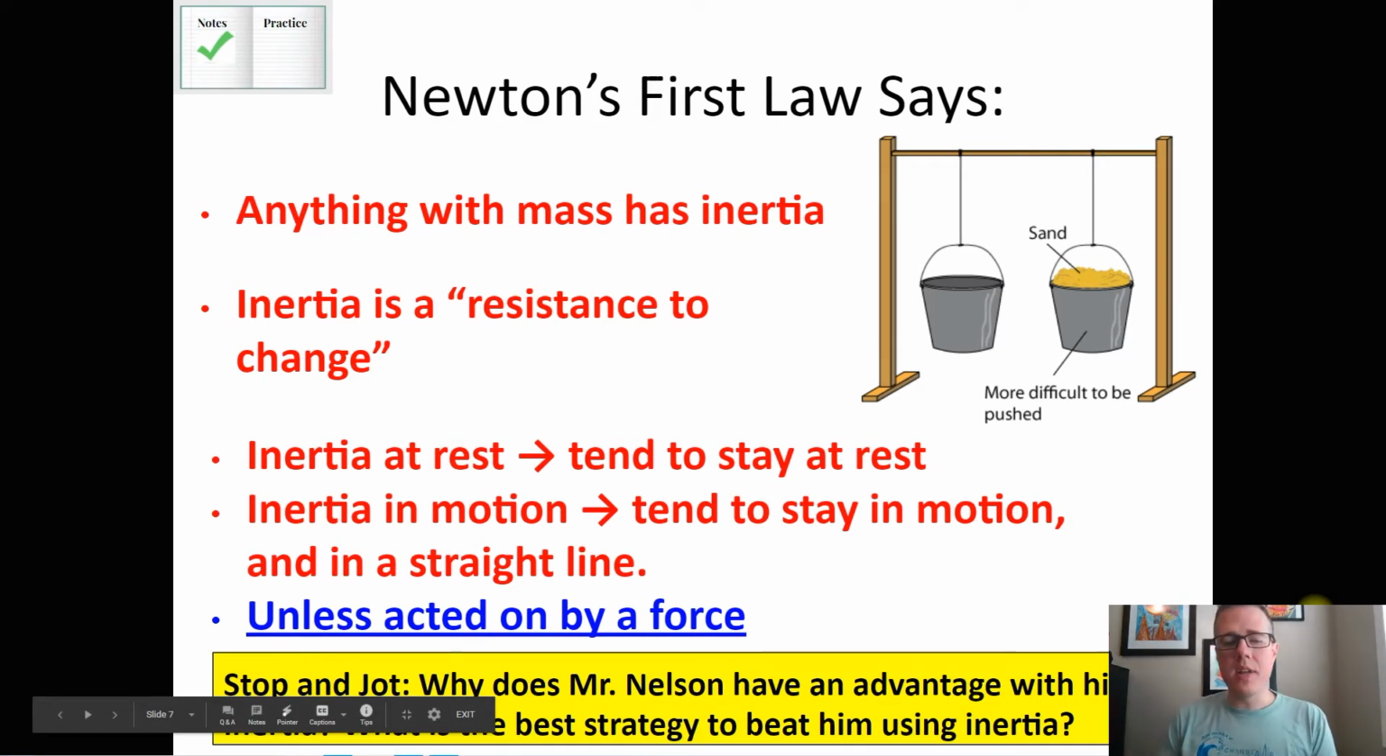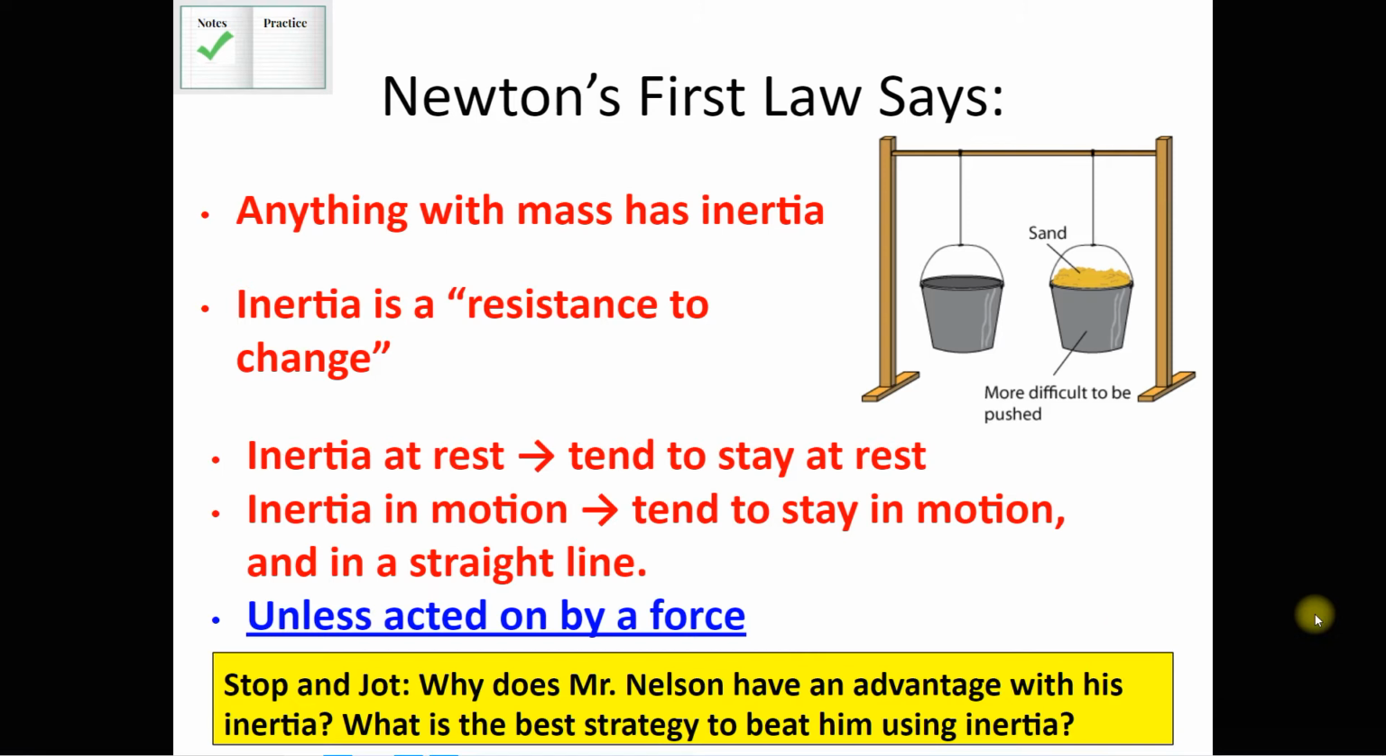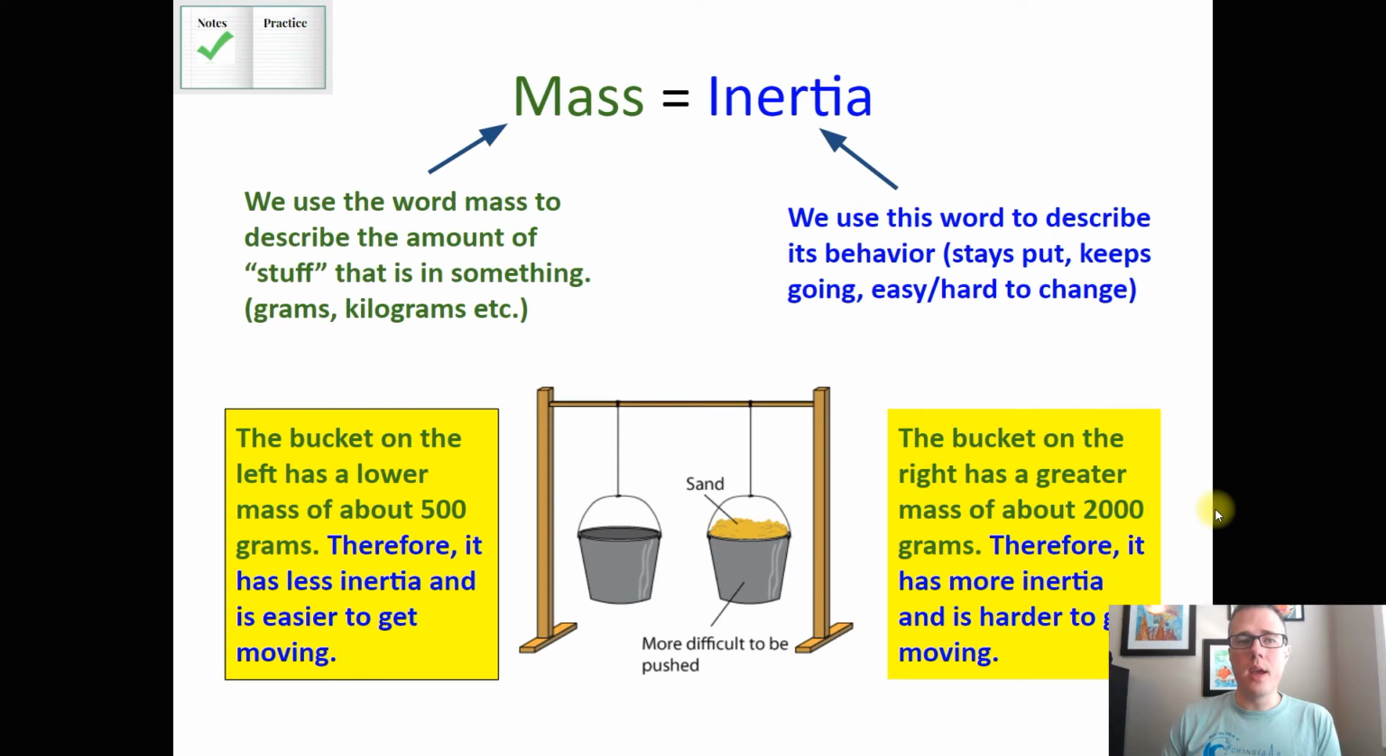Okay, so we kind of already answered this from a minute ago, but that's okay. On your note side still, I need you to quickly jot down the answer to this question as you understand it so far. So why do I have an advantage with my inertia? And what's the best strategy to beat me while you're thinking about inertia? So pause the video again and jot down at least a sentence for what my advantage in hand judo is. Ready, go.